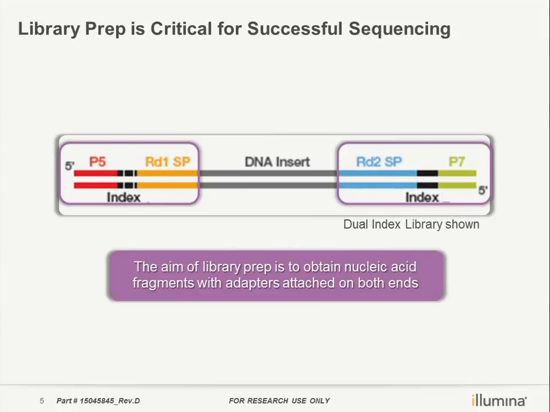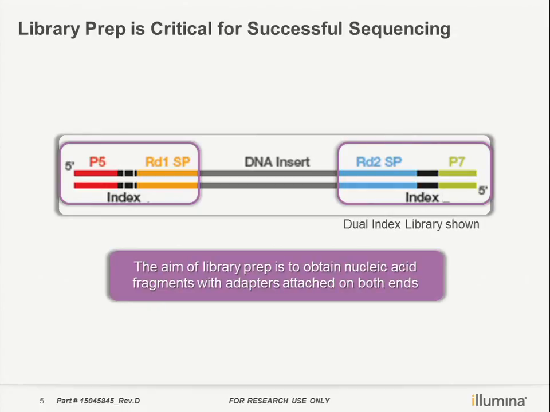This is basically the structure of a library. When we talk about a library, what we want to do is add adapters to the ends of the DNA insert. The DNA insert is your target of interest. Depending on your workflow, if it's DNA sequencing, of course it's DNA. And if it's RNA, with library preparation you have already converted the RNA into cDNA, so it's still double-stranded.